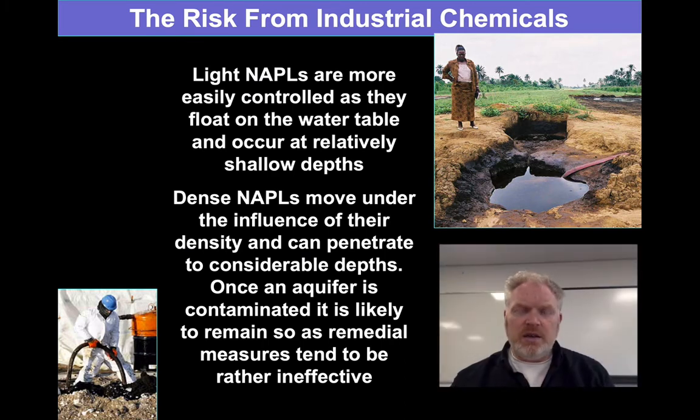It is easier to deal with the light NAPLs. Because they sit on top of the water table, they're going to be shallower. It might be easier to try and extract those from the aquifer. Dense ones, though, are much harder to deal with. They go deeper, and it's much harder to get them out of the aquifer.